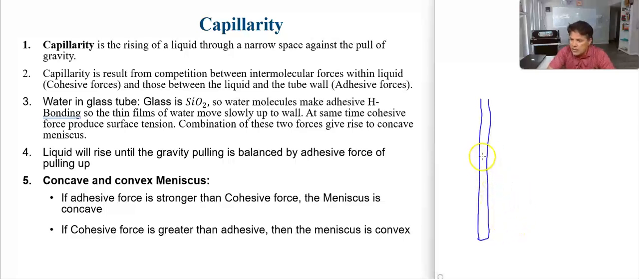Now, this is the liquid filled in here. Suppose it's water. So gravity will pull this down, and because of the capillarity effect, some liquid is pulled up, and that pulling up of the liquid against gravity is the capillarity. So capillarity is because of the competition between intermolecular forces within the liquid, cohesive force, and those between the liquid and the tube wall, adhesive force. There are two types of force.